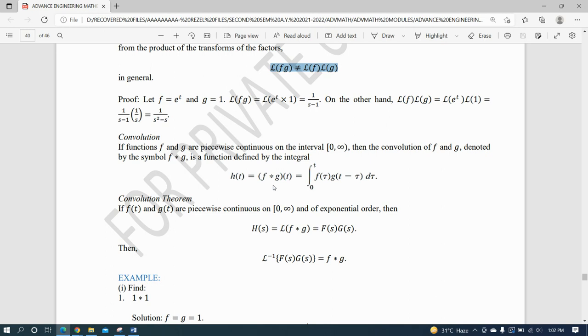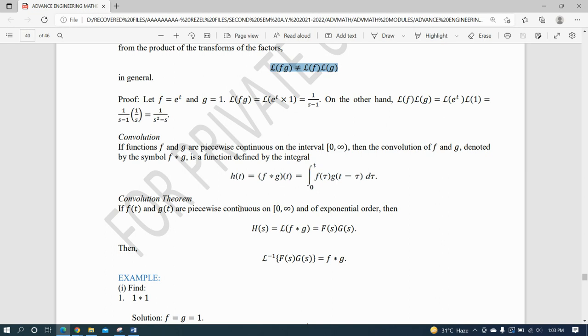d tau. So ang idea lang dito, guys, is you just need to take note what is f and what is g. And whatever the function f of t, replace all t by tau. And whatever the function g of t is, replace all t by t minus tau. And then integrate it. Okay?